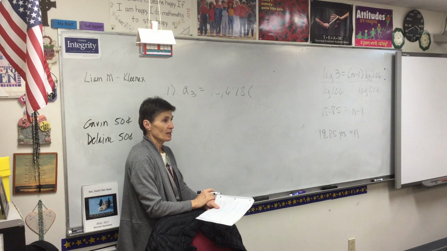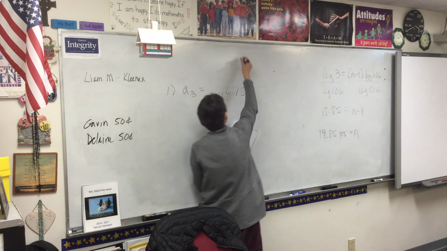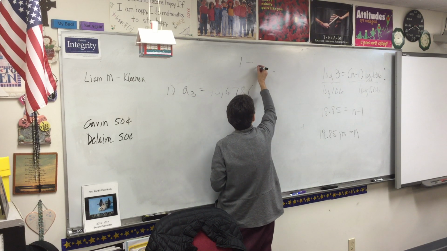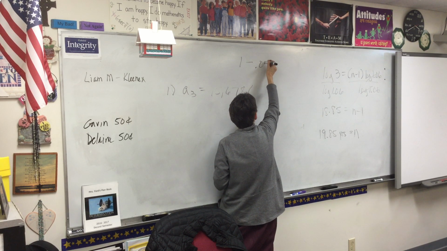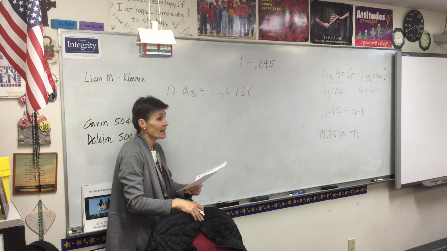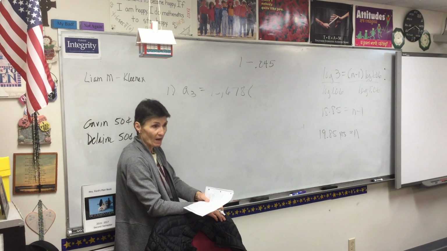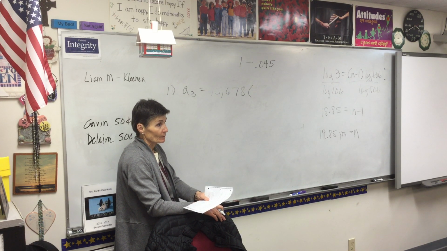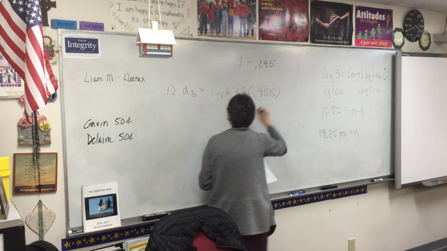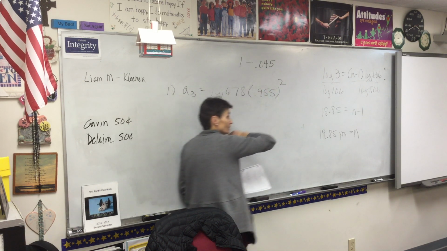Now, what does depreciate mean? Minus. So you're going to take 1 minus the percent. What's the percent? 0.045. So with your calculator or by hand, subtract 1 minus 0.045. And that's what goes right here. And since that's a 3, this is going to be a 2.